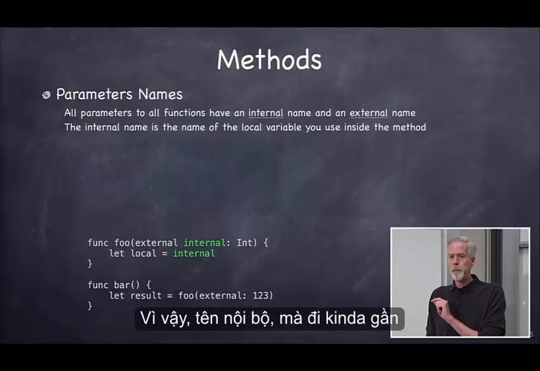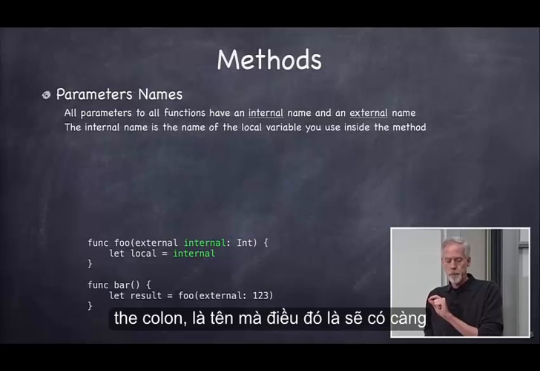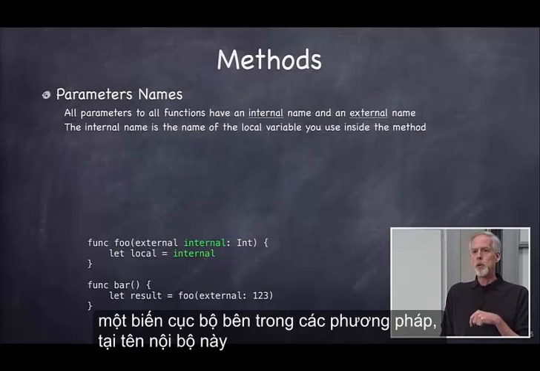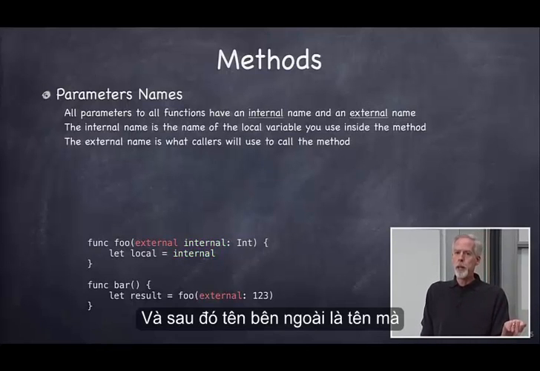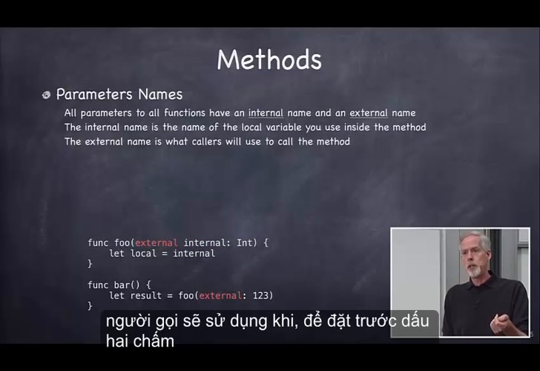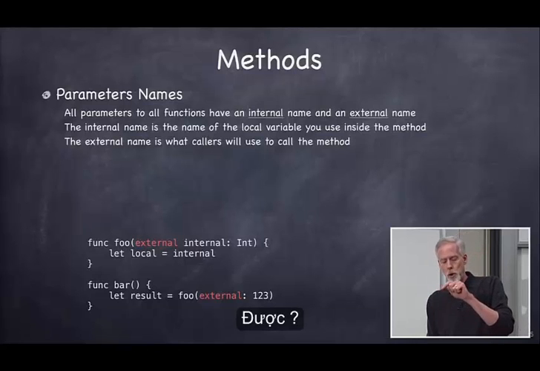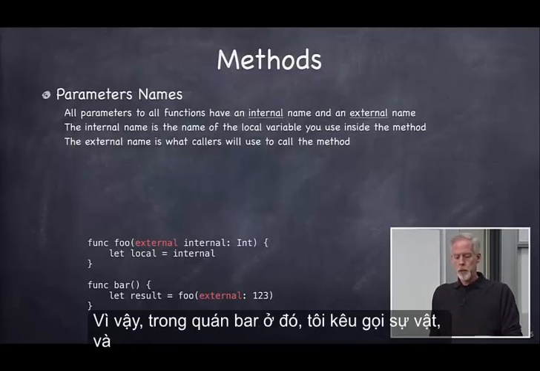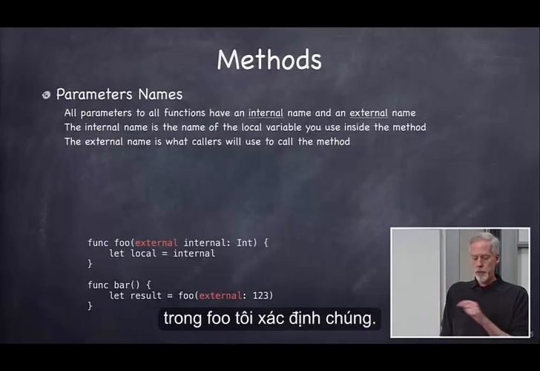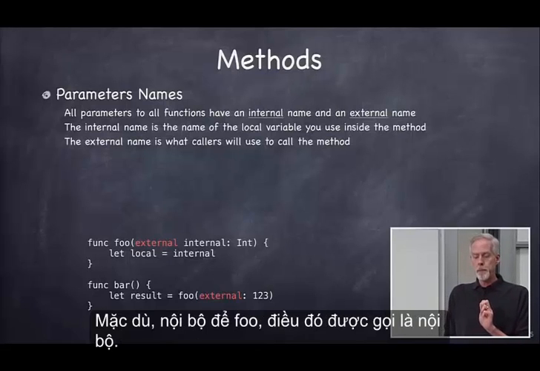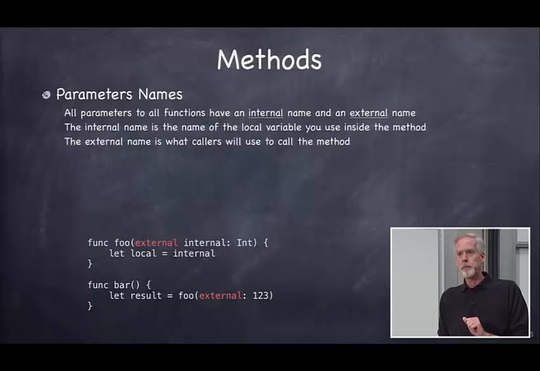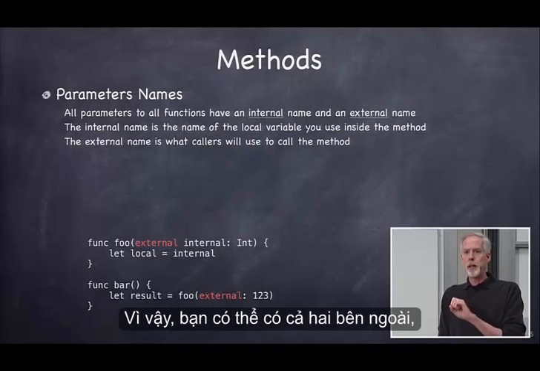So the internal name, which goes near the colon, is the name that that thing is going to have as a local variable inside the method. That's its internal name. And then the external name is the name that callers are going to put before the colon when they call the thing. So in bar there, I'm calling things, and in foo, I'm defining them. You see that here, I call foo with external colon 123, even though internal to foo, that thing is called internal. So you can have both external and internal names.